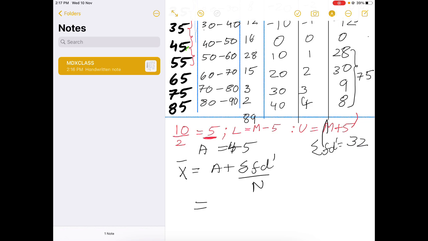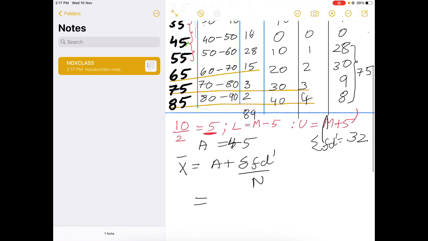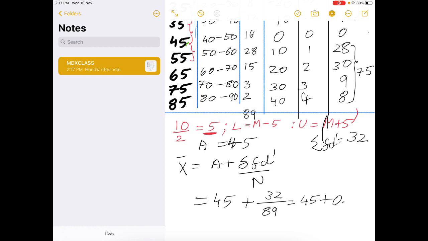So our mean is A, which is 45, plus sigma fd dash, which is 32, divided by n, which is 89. So we have to calculate 32 divided by 89, which is 0.36. So 45 plus 0.36, I get 45.36.